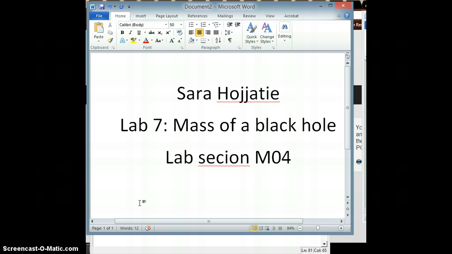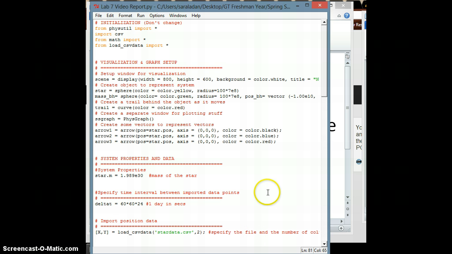We were given the initial conditions from the lab. The mass of the star was given to be 1.989 times 10 to the power 30 kilograms, and the black hole was at the position -2 times 10 to the power 10, -2 times 10 to the power 10, 0. The time interval was equal to 1 day, or 86,400 seconds. We then had to import the velocity from the CSV file given to us in the assignment.